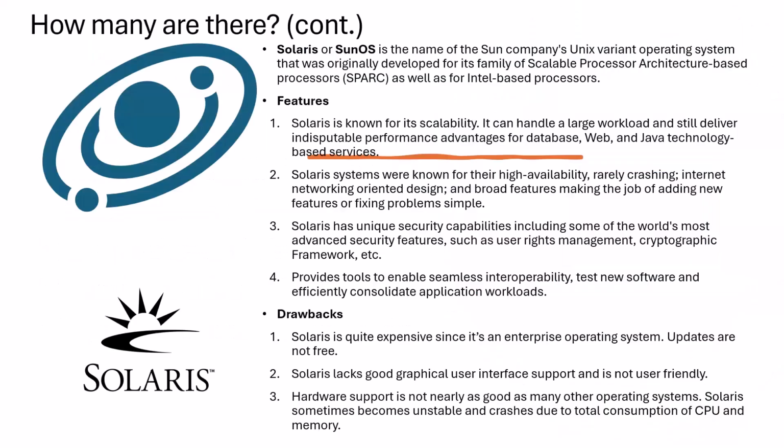Solaris, SunOS. So the SPARC processors that are still around, it's a very scalable operating system. It can handle large workloads and still provide good performance. And it's still known for rarely crashing. Again, company or corporate-based type operations.